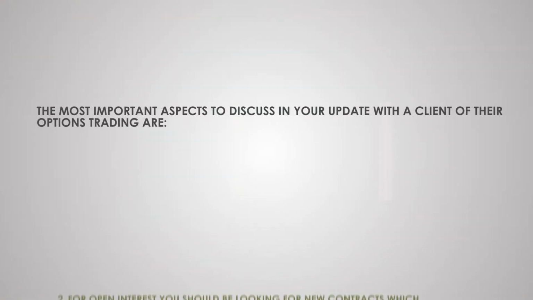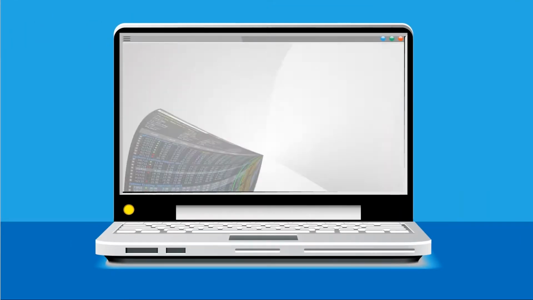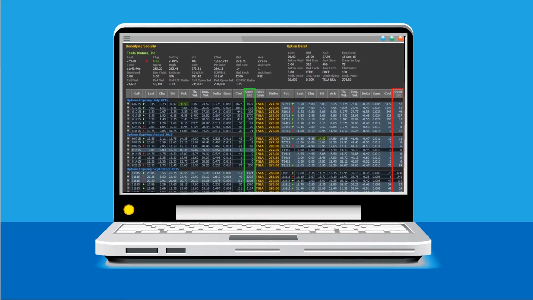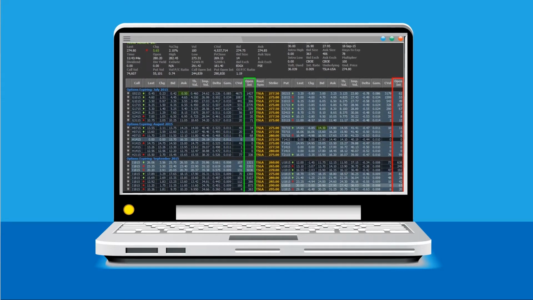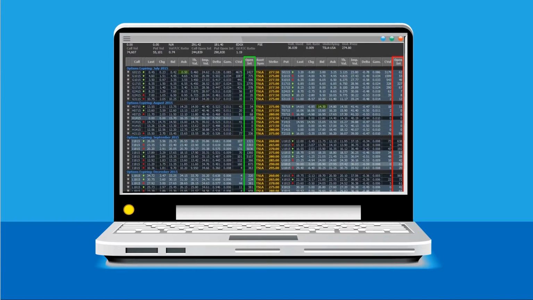Now, looking into open interest for our example company, Tesla. 2. For open interest, you should be looking for new contracts which were recently offered for trading. Within this day of trading, for Tesla, you can see the July 2015 expiration $275 calls and the $275 put contracts were likely new contracts being offered.